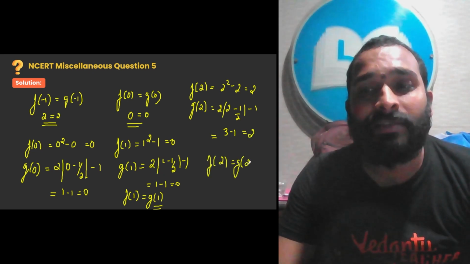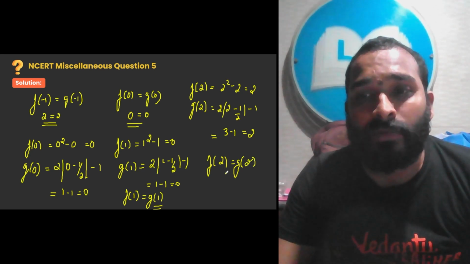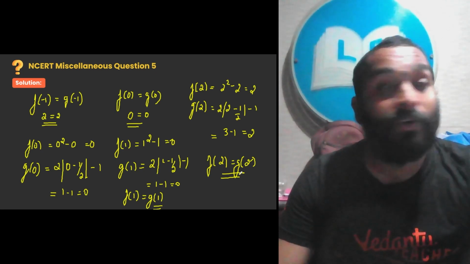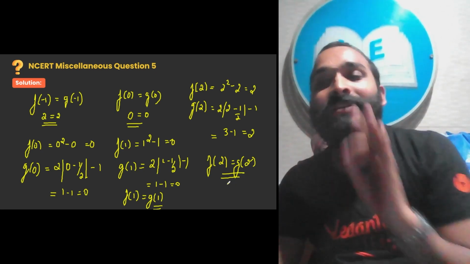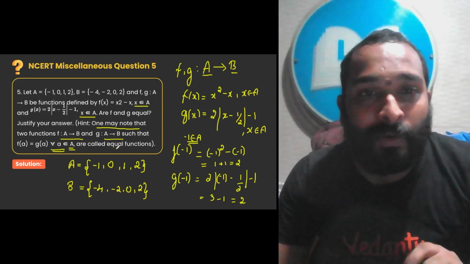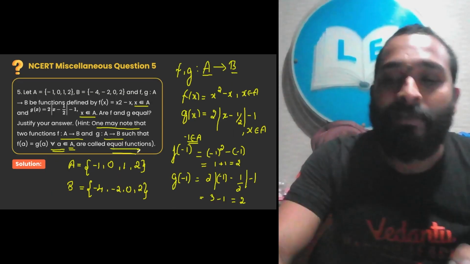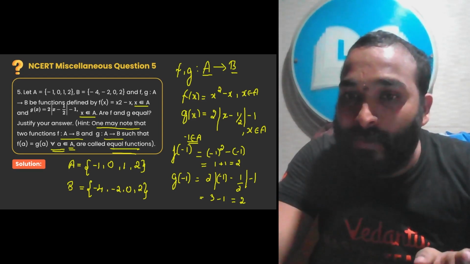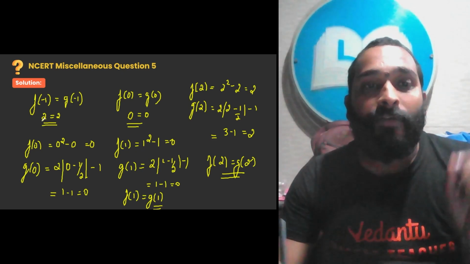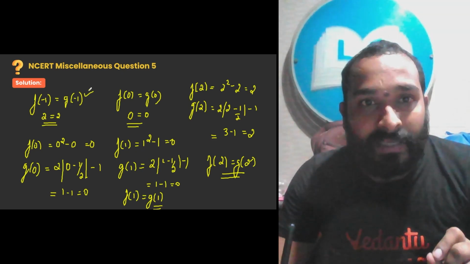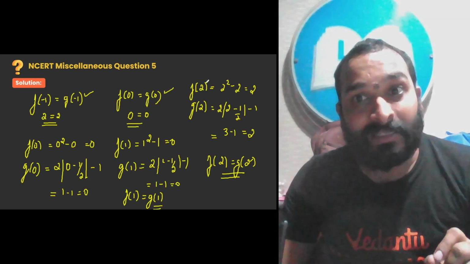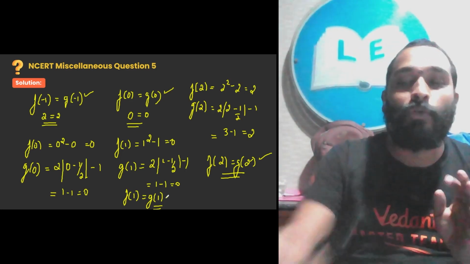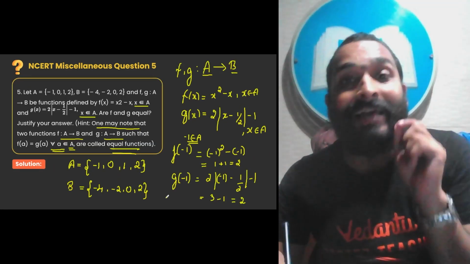Yes, children, in that case, you can observe f of minus 1 was equal to g of minus 1, f of 0 was equal to g of 0, f of 1 was equal to g of 1, and f of 2 is equal to g of 2. And according to the hint given in the question, when do you call it equal function? When for every element a which belongs to set A, f of a is equal to g of a. You can notice here f of minus 1 was equal to g of minus 1. Yes. F of 0 was equal to g of 0. Yes. F of 2 was also equal to g of 2, and f of 1 was equal to g of 1. In this case, we can conclude that it is an equal function.